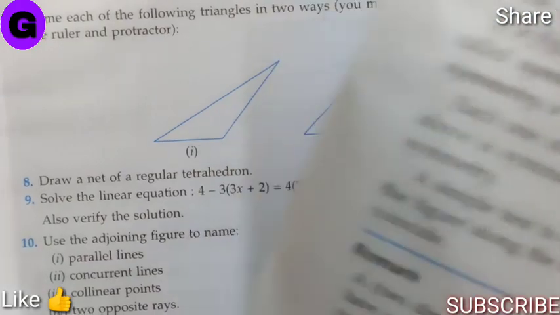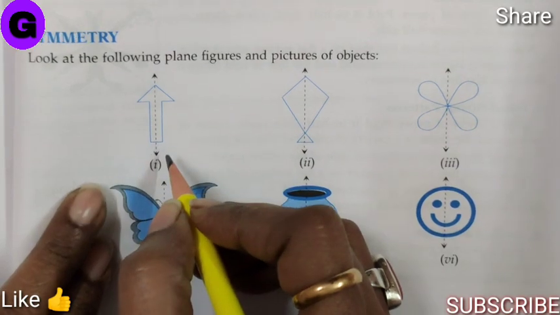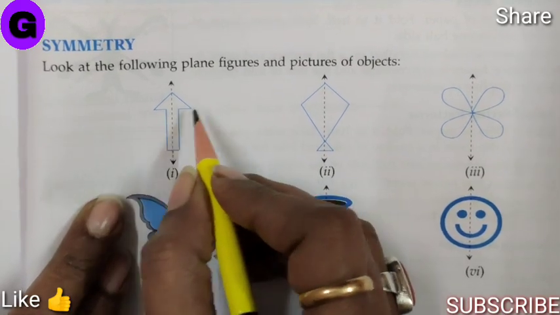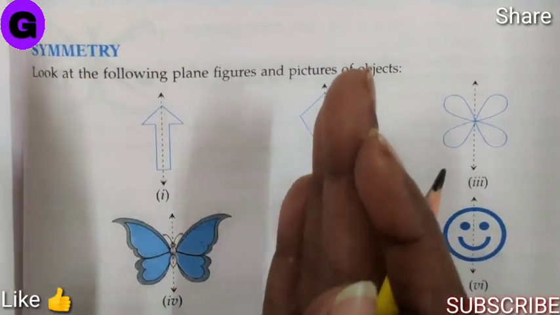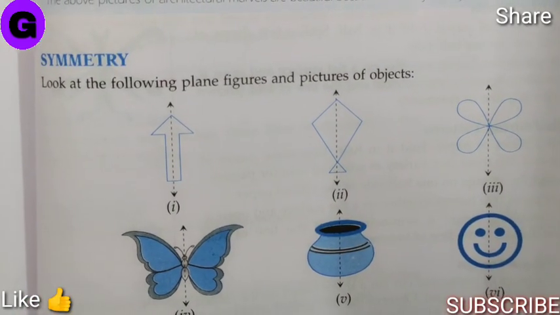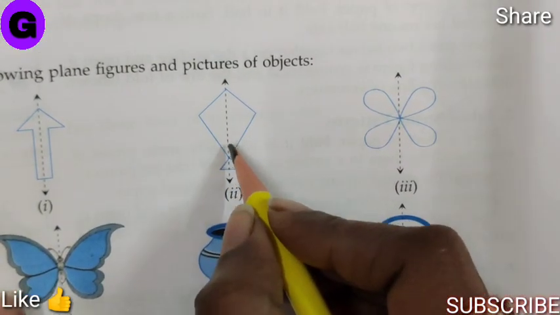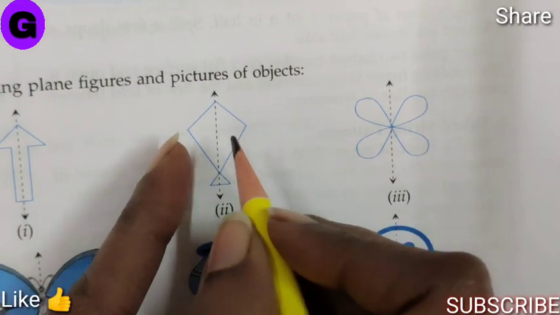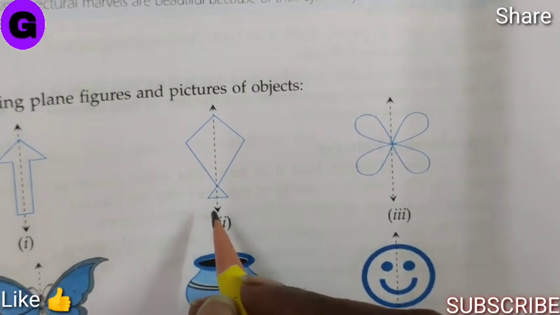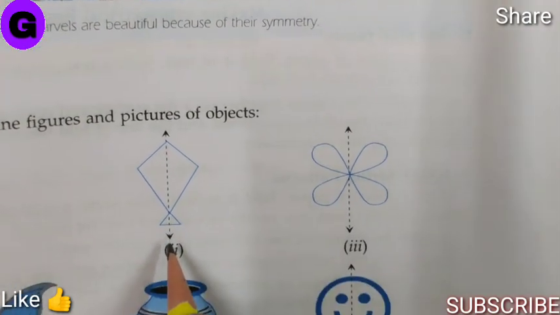Now, let me explain this by following this figure. A figure of an arrow has been given, where we can clearly see a dotted line dividing it into two equal halves. That means if we fold the figure through that dotted line, it will be equal in all its ways. Similarly, follow this figure of a kite. This is the dotted line of symmetry. If we fold the kite through this dotted line, it will be equal on both sides. So this is what is called symmetry, and this dotted line is called the line of symmetry.